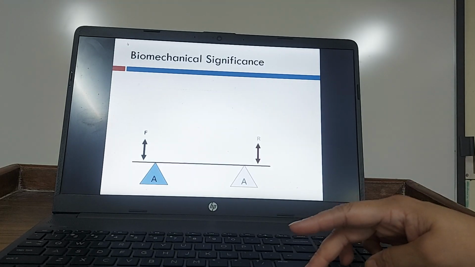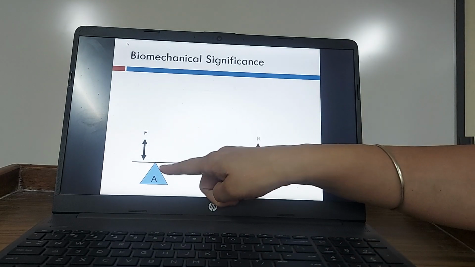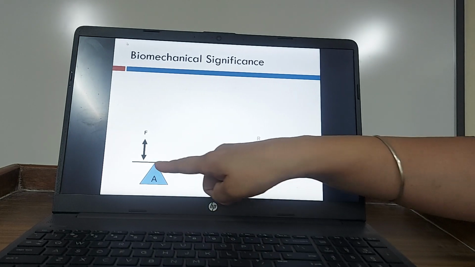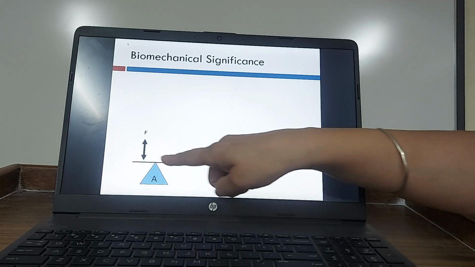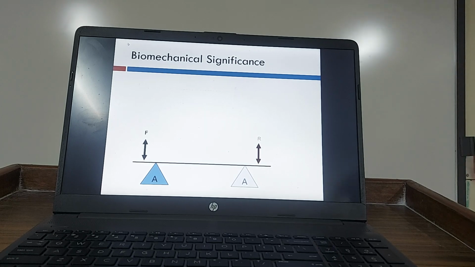Fine. Now, what is the advantage of this? If the axis is lying near to the effort arm, the force arm, then the force arm will be less, whereas the resistance arm will be more. The resistance arm will be more. What does this signify? More angular displacement is there.